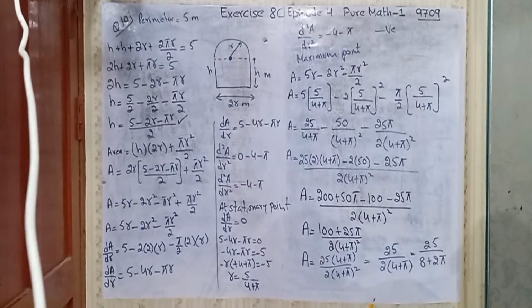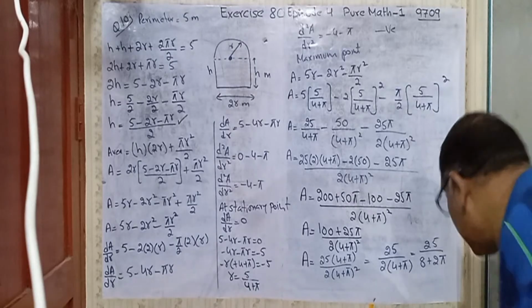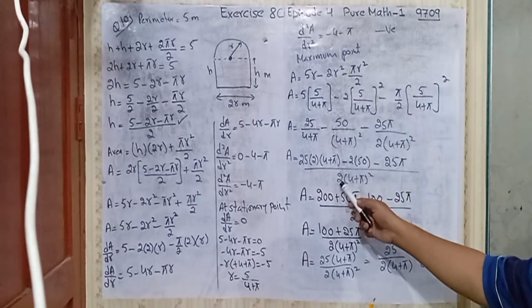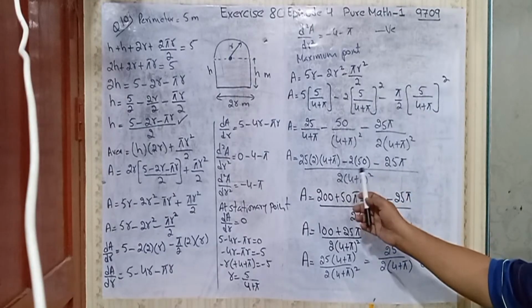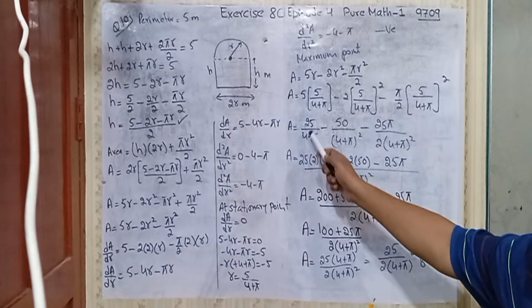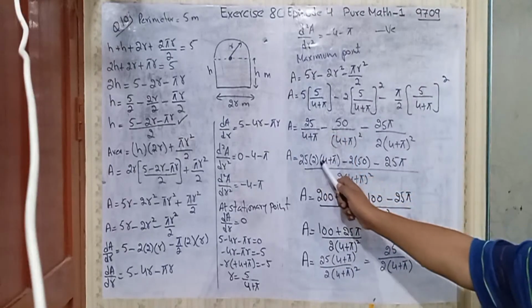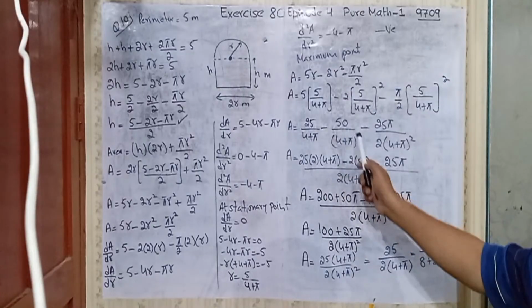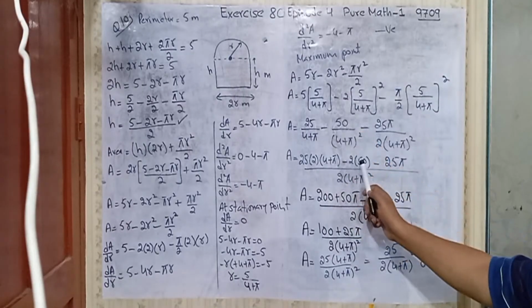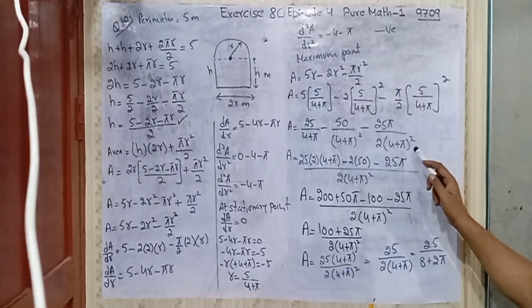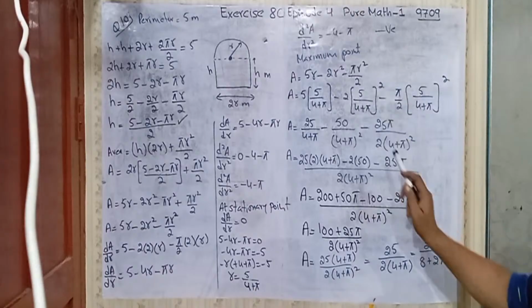Then what we will do, we will take the LCM here. So the LCM here will be 2 into 4 plus pi square. So when you divide this with this, you are left with 2 and 4 plus pi. So that multiplies with this 25. When you divide this with this, you are left with 2. 2 will multiply with the 50. So when you divide this LCM with this denominator, the whole thing will be cancelled. You are left with 25 pi.